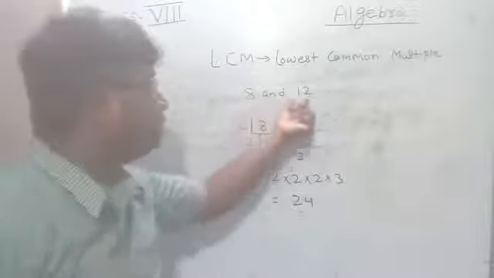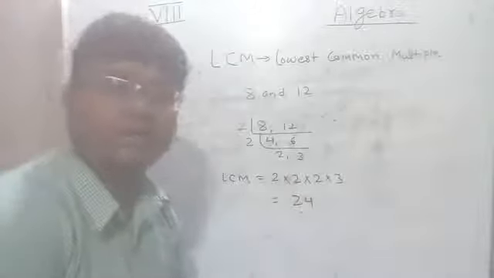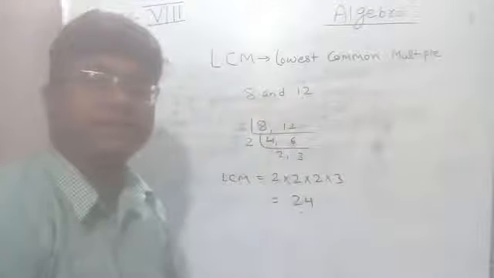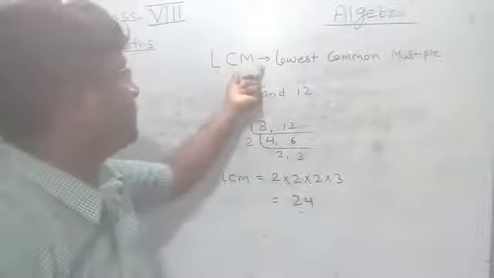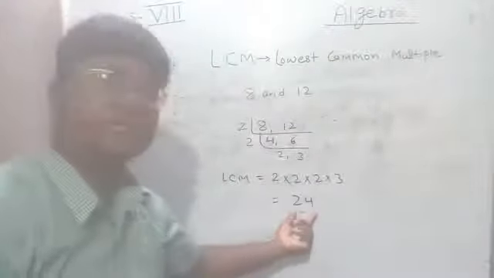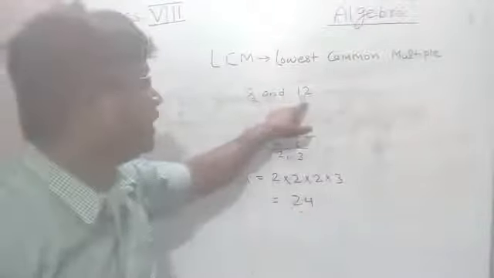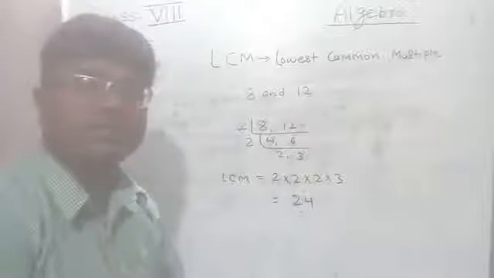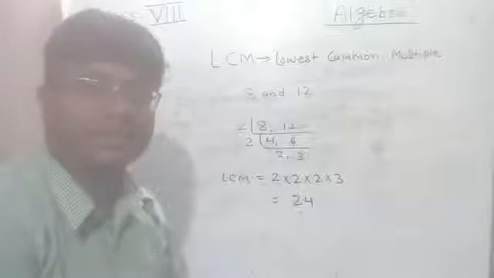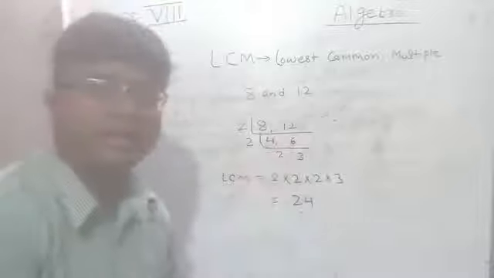So LCM of 8 and 12 is 24. The meaning is 24 is that smallest number which is exactly divisible by 8 and 12. Is it clear? So the meaning of LCM is lowest common multiple. Is it clear? 24 is that smallest number which is exactly divisible by 8 and 12. Okay. But in today's class we are going to find the LCM of algebraic expressions, okay. Algebraic expressions will be given to us and we will find the LCM, okay.